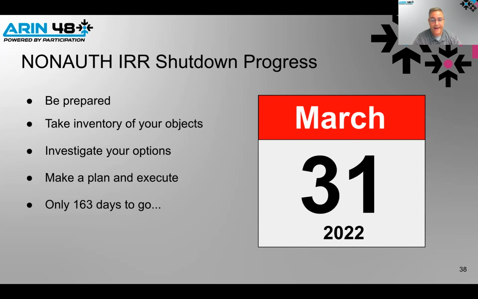Once you know what you have, what the options are, you need to make a plan to execute. And there's only 163 days to go. So if you have questions, you want some help, please reach out. We're here to help. And otherwise, just know that March 31st is coming. And at that date, if you still have objects in the non-auth database, that database is going to be turned down. So they will no longer be available.